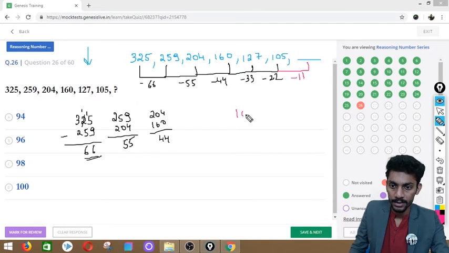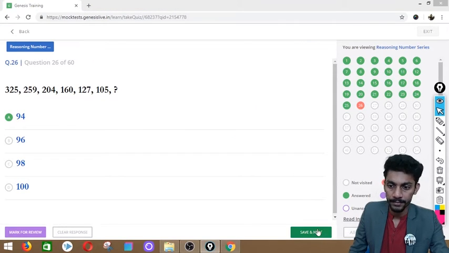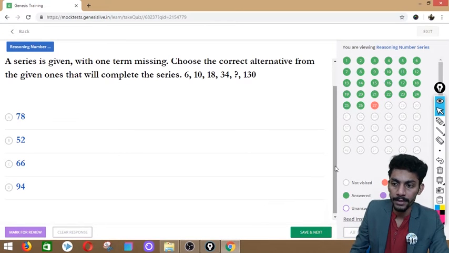Alright. What is 105 minus 11? It is nothing but 94. So the answer is 94. That is option A. Clear? The differences are minus 66, minus 55, 44, 33, 22, and 11. That is option A. Save it and go for the next question. Next question, question number 27.